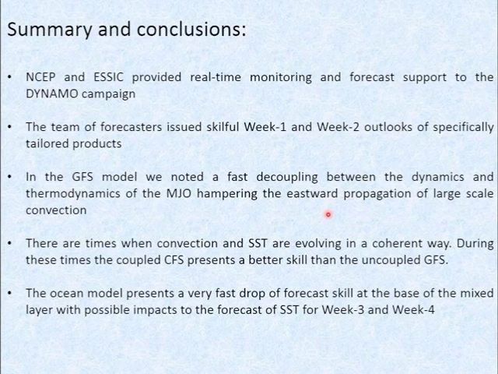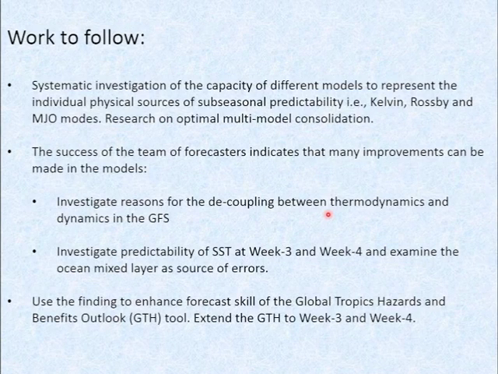The ocean model presents a very fast drop of forecast skill at the base of the mixed layer, with possible impacts to the forecast of SST for weeks 3 and 4, and eventually for the forecast of the MJO. Work to follow is a systematic investigation of the capacity of the different models to represent the individual modes of subseasonal predictability, i.e. the Kelvin, Rossby, and MJO modes, and research on optimal multimodel consolidation. And also, the success of the team of forecasters indicates that many improvements can be made in the models.